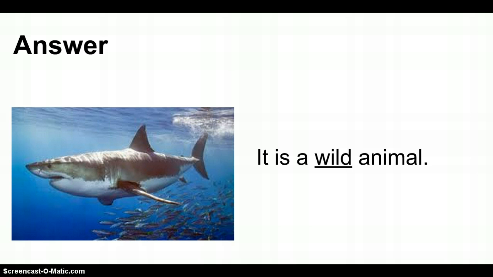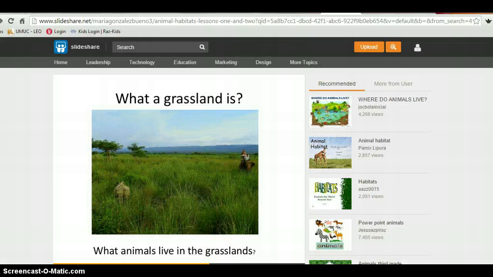I like this format a little better because I believe that this is not as distracting as the previous example. This has a little bit of text with a picture that directly correlates with the information that we are talking about. In regards to speaking of omitting extraneous words, I come to this next example. This is an example from the same slide, and when I read it, it says what a grassland is. What animals live in the grasslands?